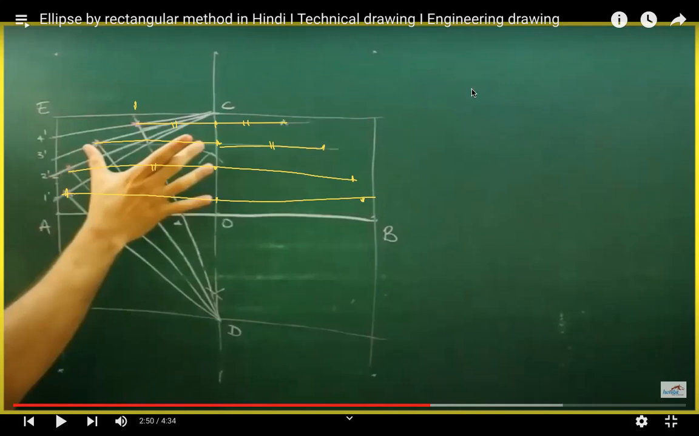I'm erasing this. Then you draw a vertical line. After drawing this horizontal line, see, I'll show you.